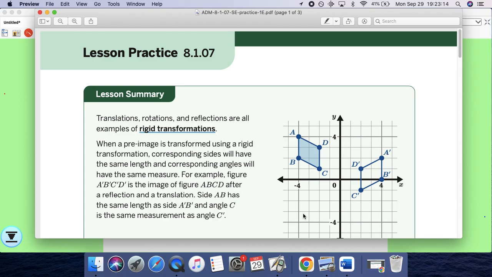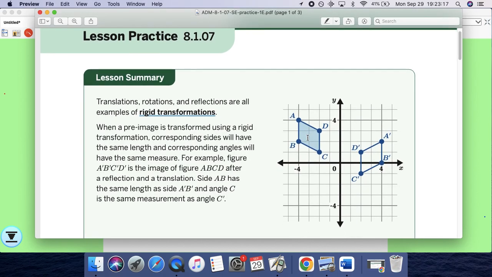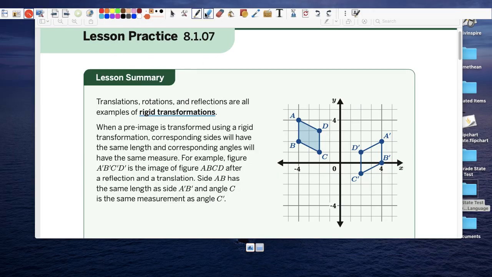Practice set 8, unit 8.7, rigid transformations. We talked about this today. Rigid transformations are translations, rotations, and reflections. Why? Because when the pre-image, the original image, gets reflected, translated, or rotated, all the corresponding sides and angles will have the same measurement.